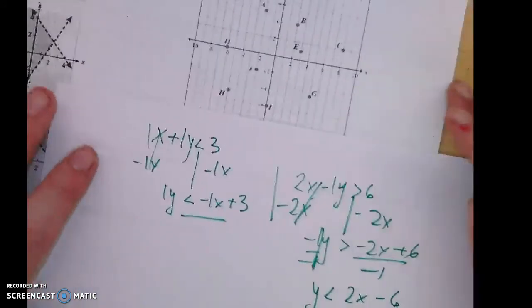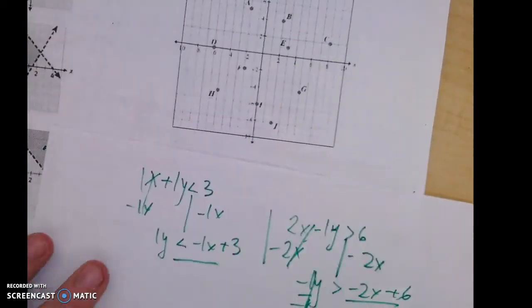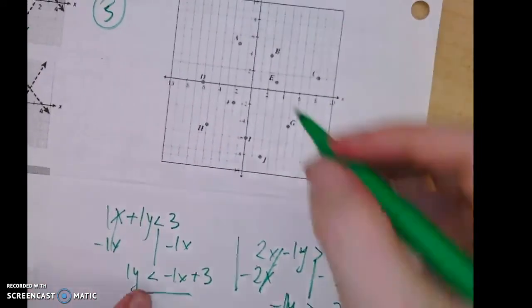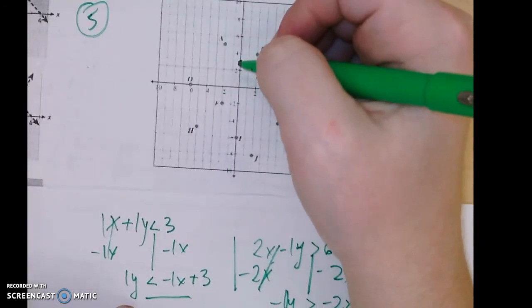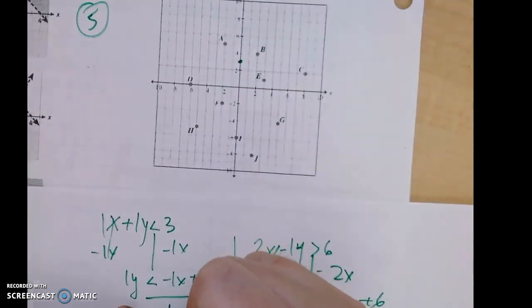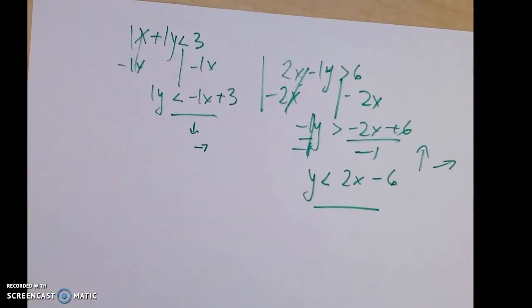Let's go ahead and graph them, and it's asking me which of these letters fall within the solution set. I also know both of these lines are going to be dotted, so let's graph the first one. Positive 3 is my y-intercept, and my slope is down and right. So here are my equations. I need to go ahead and graph them.